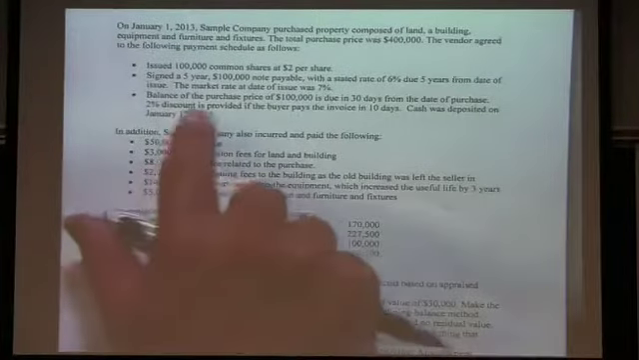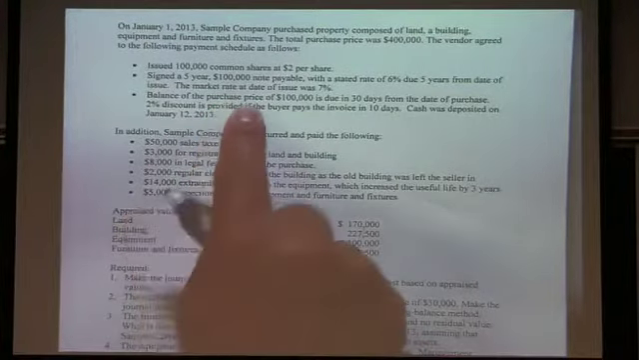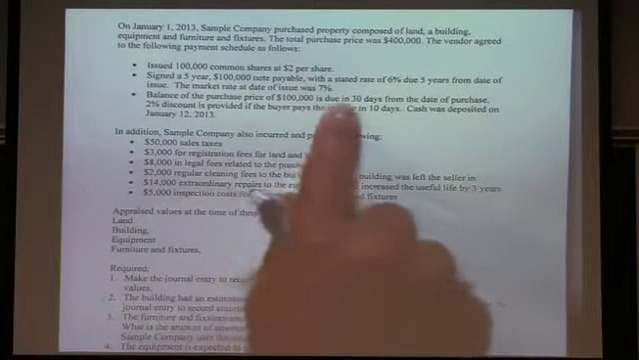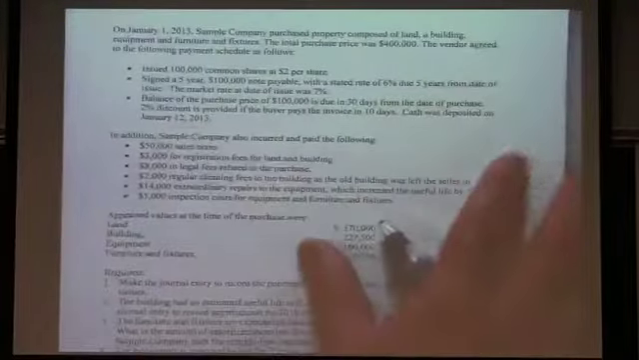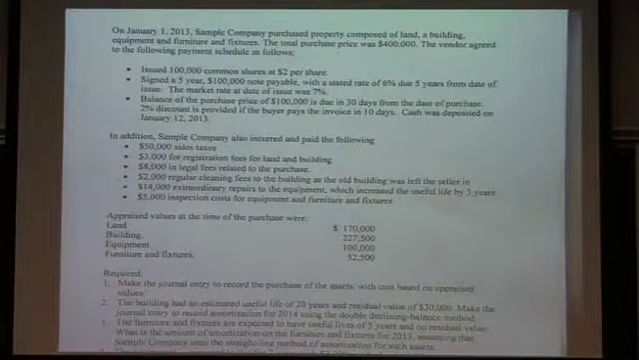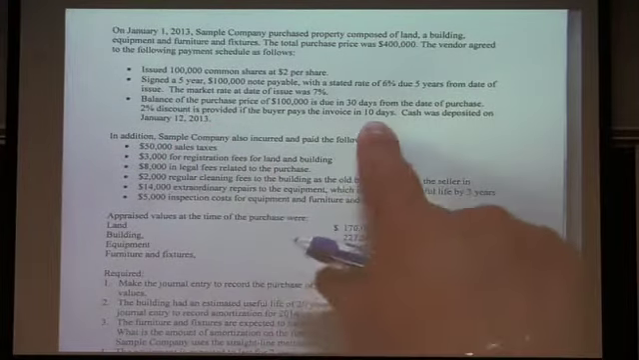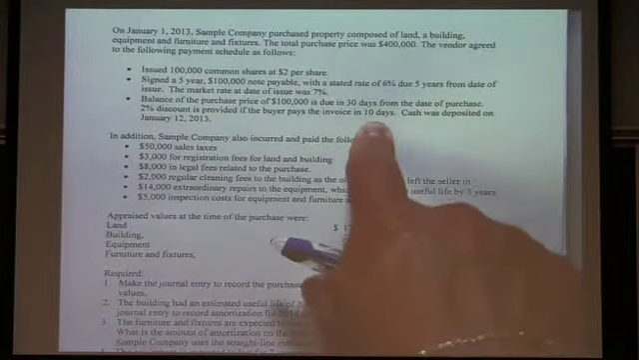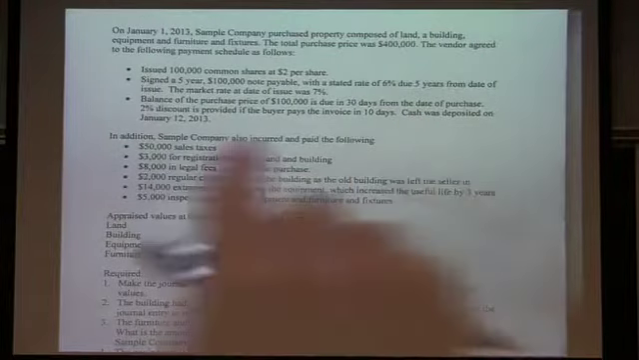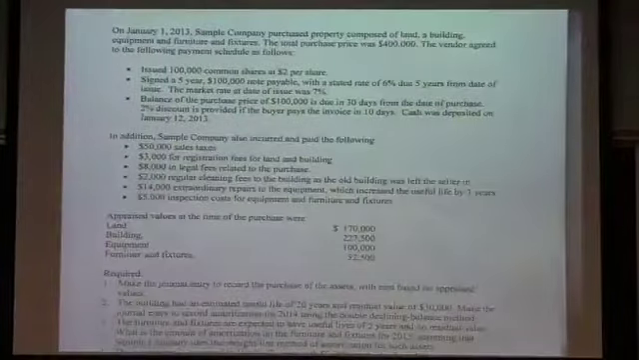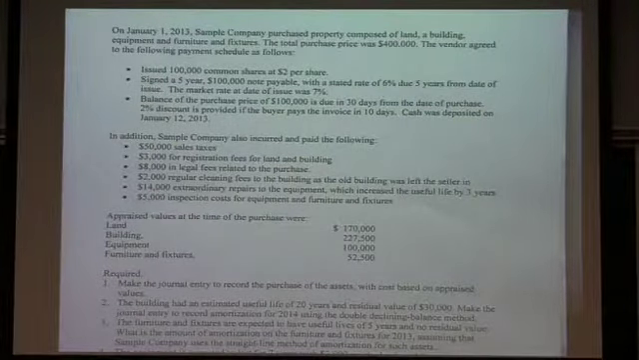Then it says the balance of the purchase price of $100,000 is due 30 days from the date of purchase. So the date of purchase was January 1st. A 2% discount is provided if the buyer pays the invoice within 10 days. Now, unfortunately, it says cash was deposited on January 12th, 2013, which is well above the 10-day period because they bought it on January 1st, and of course, they missed the discount.